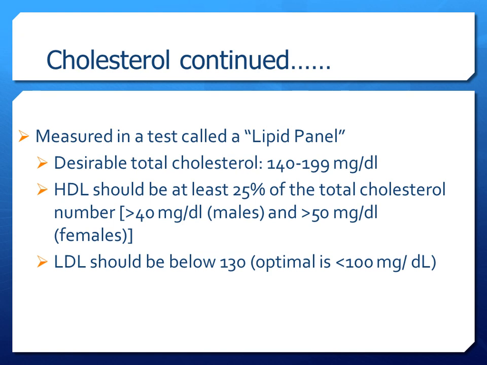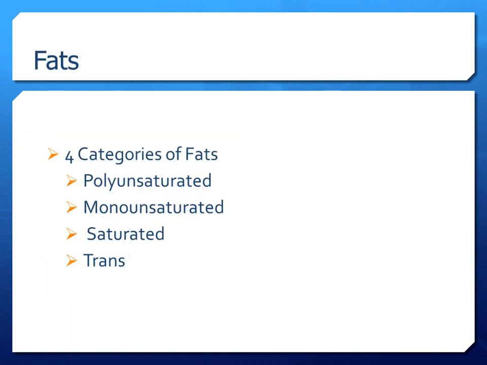If HDL is low or LDL is high, then you may be at risk for heart disease. Triglycerides are also measured as part of the lipid panel and should ideally be less than 150 milligrams per deciliter. Fats can be broken down into four categories according to their molecular structure: polyunsaturated fat, monounsaturated fat, saturated fat, and trans fats.